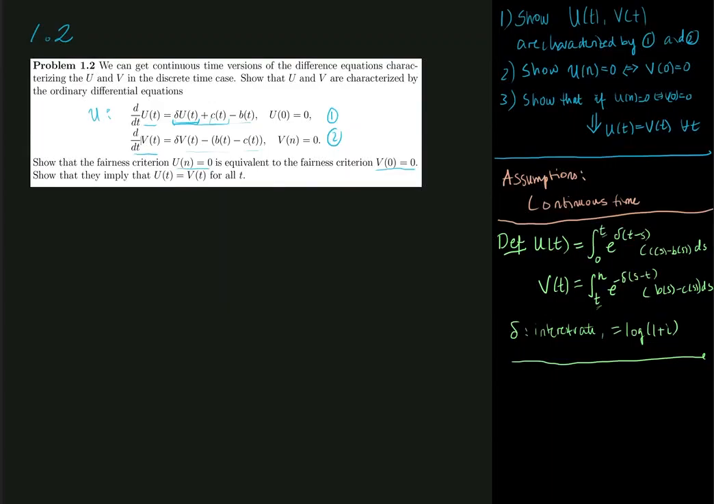Now let us consider for a moment what these results in this exercise actually mean. First of all, we're asked to show that u and v are characterized by the ordinary differential equations 1 and 2 that I have already marked out over here. Let me just erase this so that it doesn't get confusing.